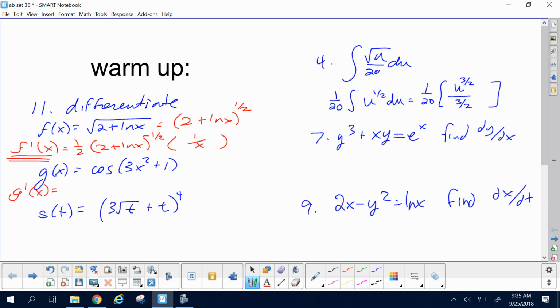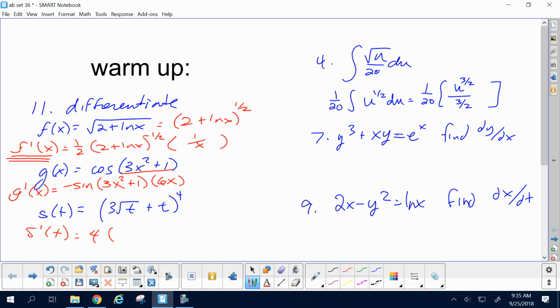The outside is cosine, so the derivative of the outside is negative sine with the inside the same. Then times the derivative of the inside. What's the derivative of 3x squared plus 1? 6x, right?